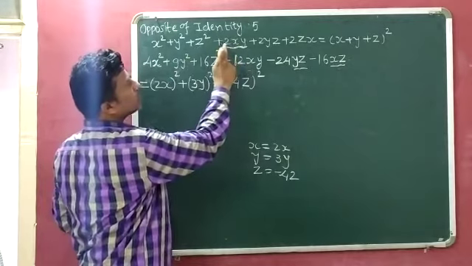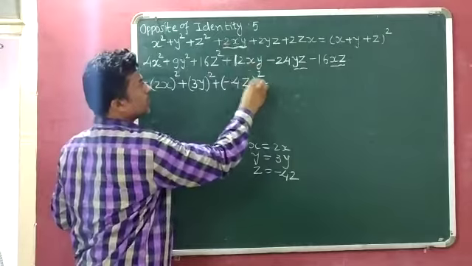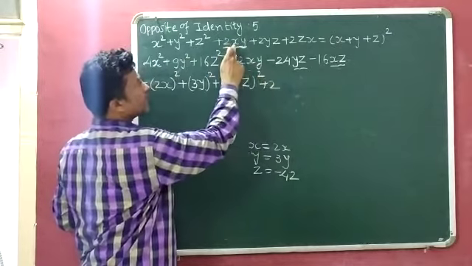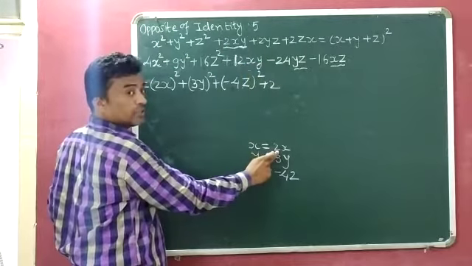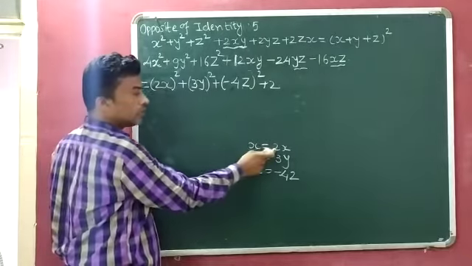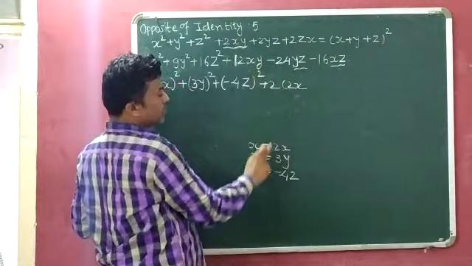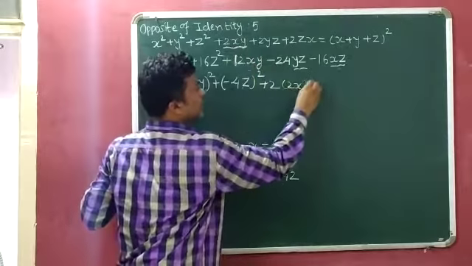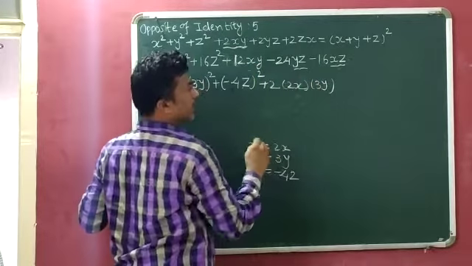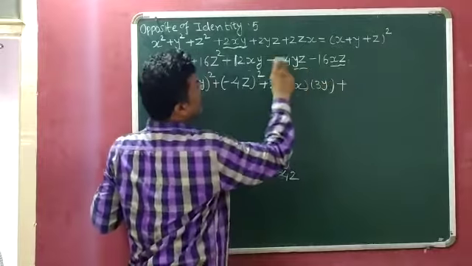Now we will write this plus 2xy. So plus 2, then 2x, then what we have to consider? This x means 2x, so we can write 2x. Y means what we consider? 3y. So we can write here 3y. Now plus what?